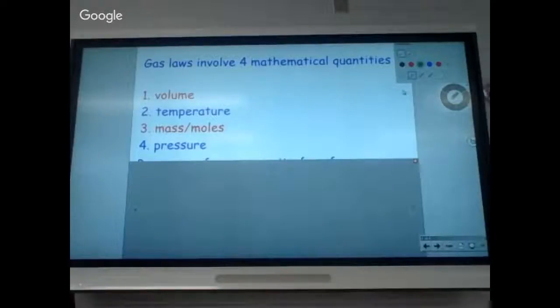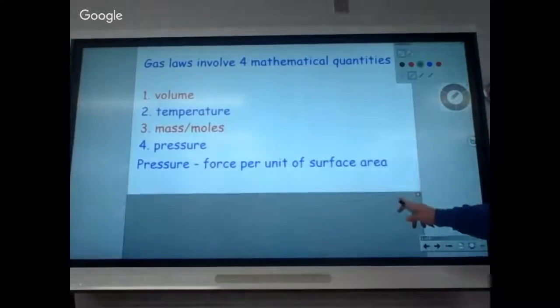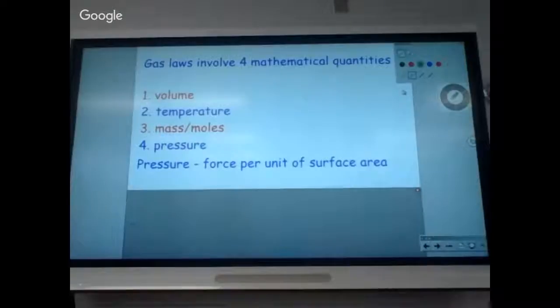Now, pressure is force per unit of surface area. Pressure is just force per unit of surface area.